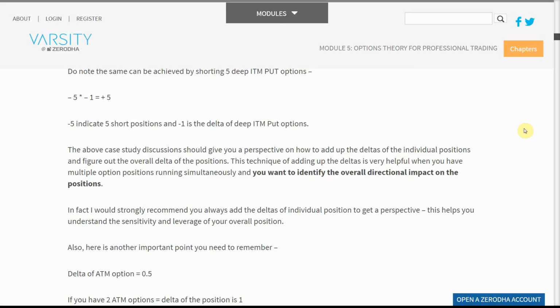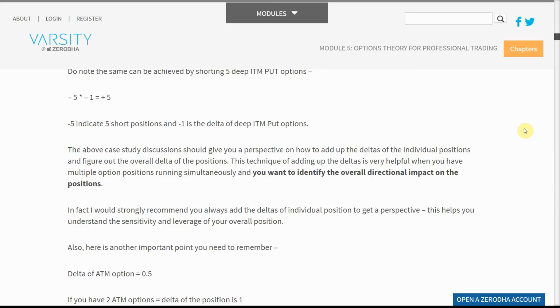Also, here is another important point you need to remember. Delta of ATM option equals 0.5. If you have 2 ATM options, the delta of the position is 1. So, for every point change in the underlying, the overall position also changes by 1 point, as the delta is 1. This means the option position mimics the movement of a futures contract.